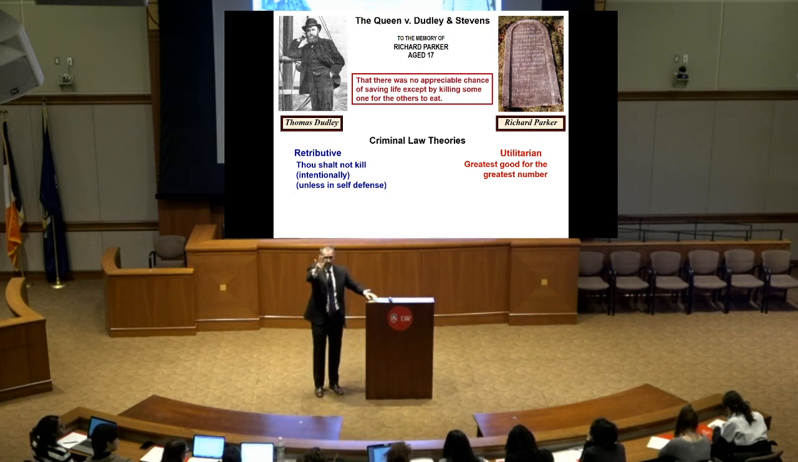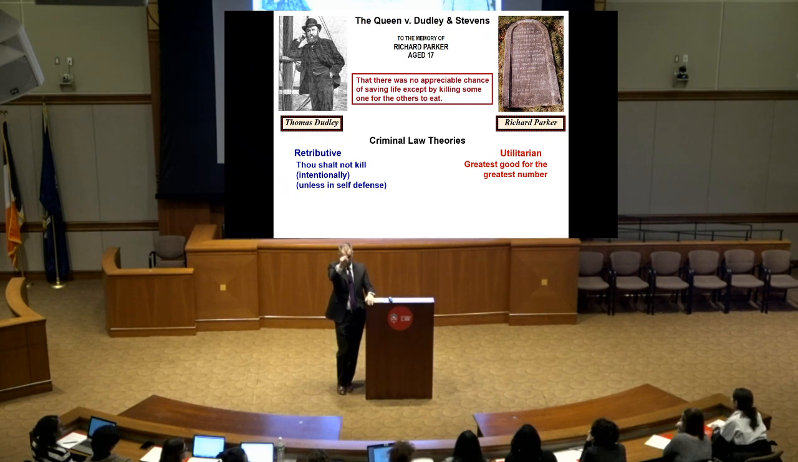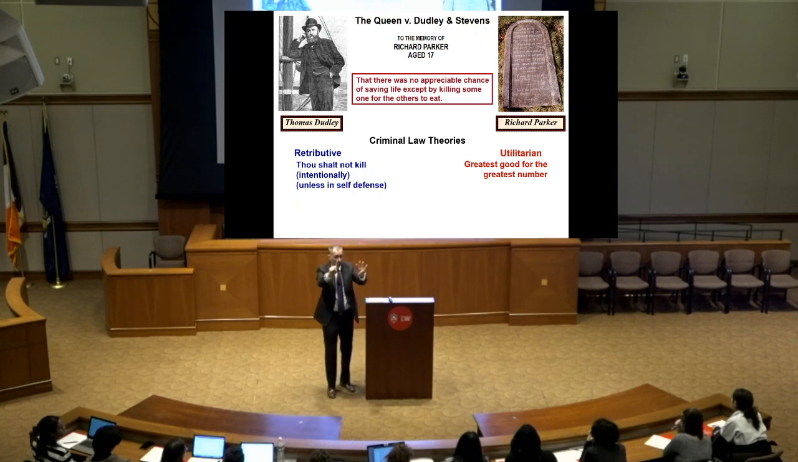We got 4 guys in a lifeboat. What did Dudley and Stephens do? They killed one. Okay, so they killed one. If they hadn't killed that one, what would have happened? Maybe they would have all died anyways. All 4 would have died. Not maybe. The jury's verdict is that's what would have happened. All 4 would have died.